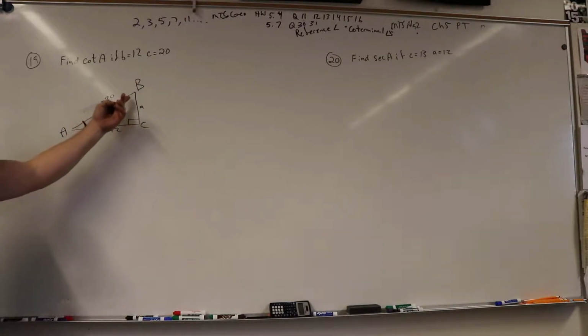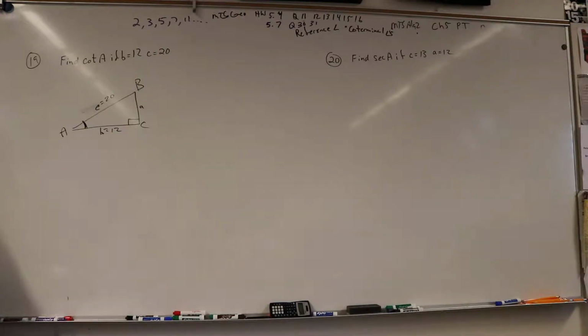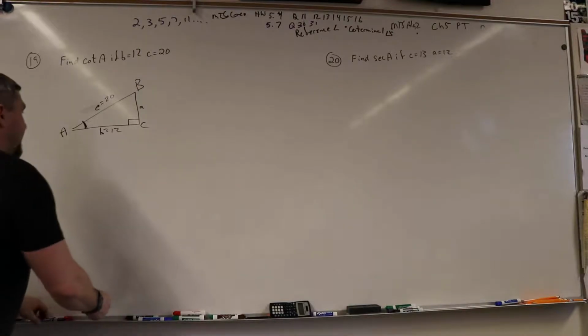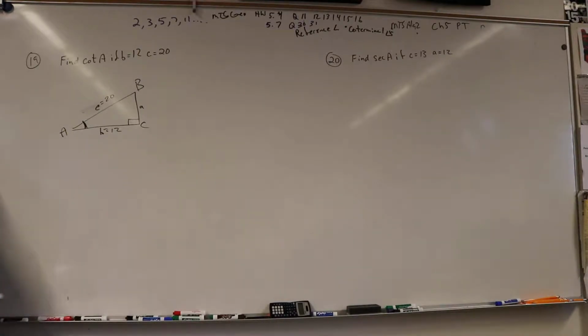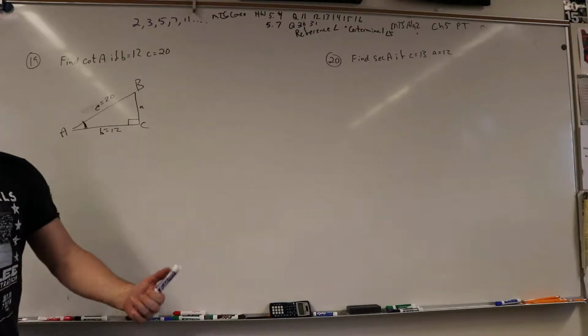Now you could have had it over here. It still would have turned out the same. It just looks backwards. That's all. So that's little b, big B. Little b is across from big B. Little a is across from big A. Little c is across from big C. I'm just going to break it down for you.